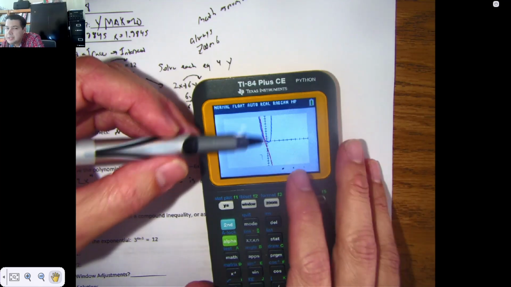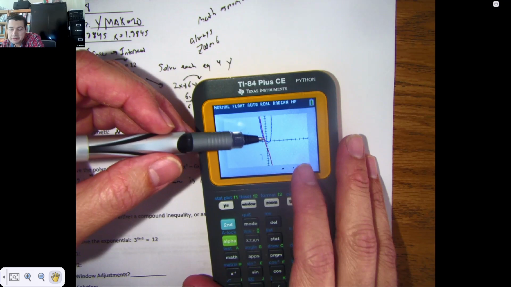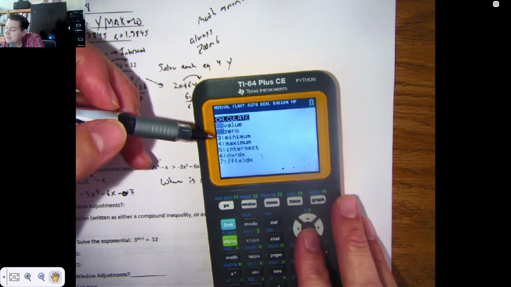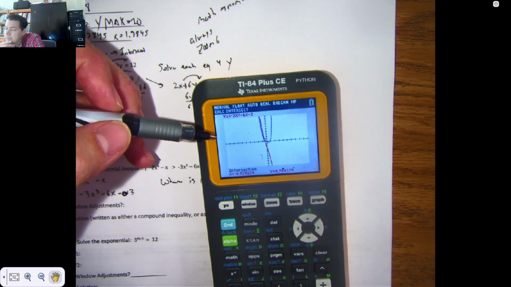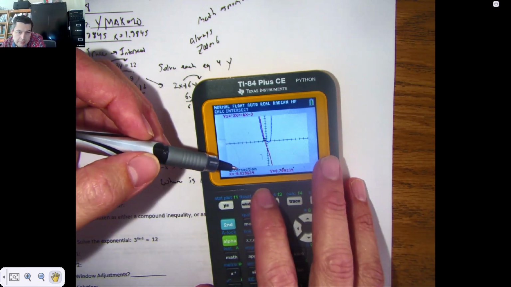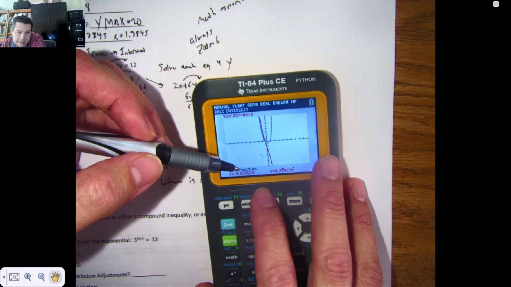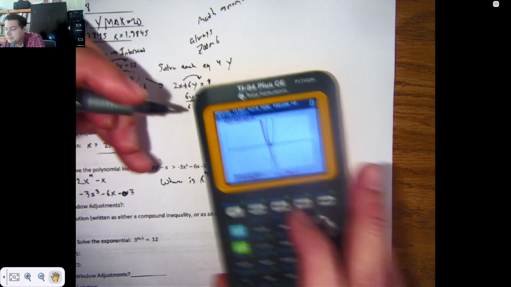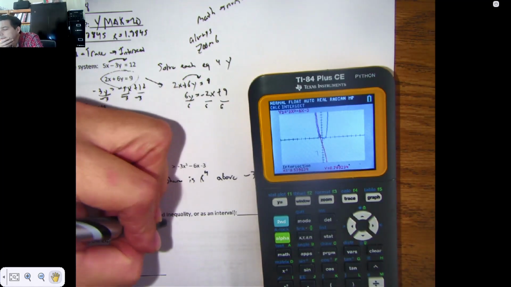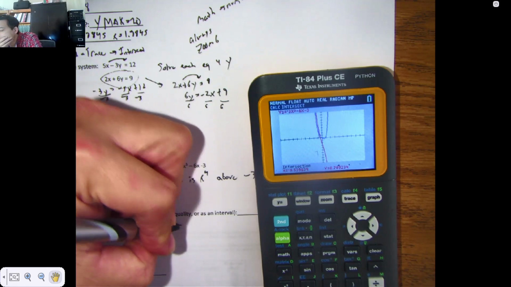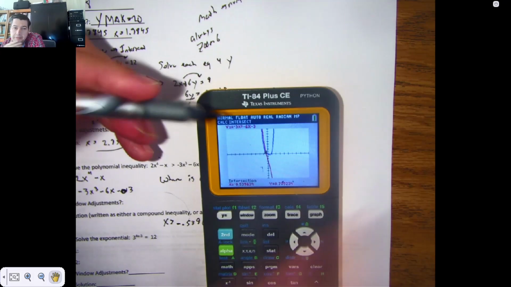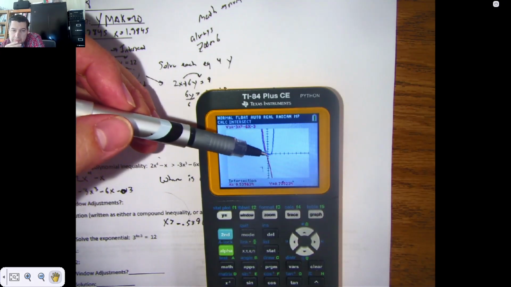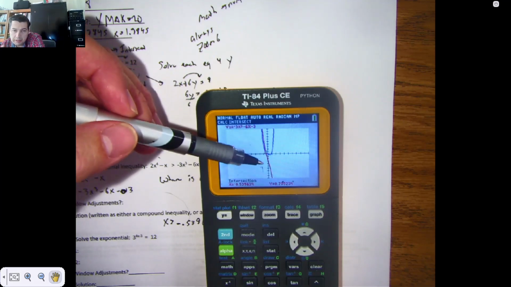I'm going to go ahead and do the easy half of it. I'm going to figure out this x value. So second trace 5 intersect. And enter, enter, enter will do it. And I got an x value of -0.5396. So x is greater than -0.5396. Because if I move to the right, it's not a parabola. This figure stays above the red line as I move right.